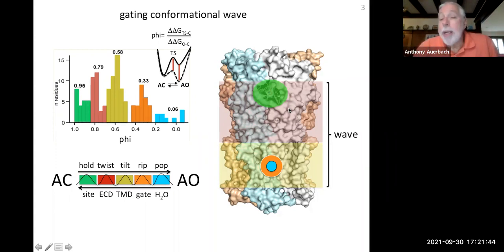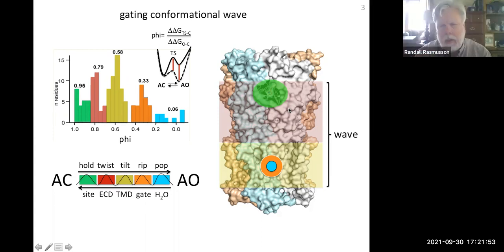So we see a few, but we don't see very many subconductance states in this protein. I wasn't talking about subconductance states. I mean, an open hole can be an open hole. I'm just talking about perhaps subtle twists.